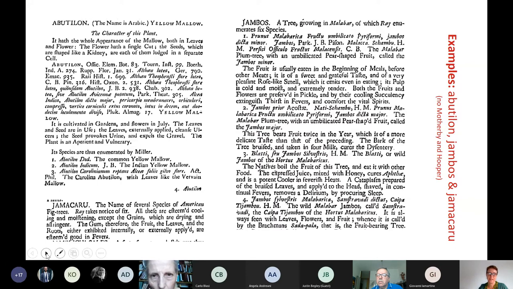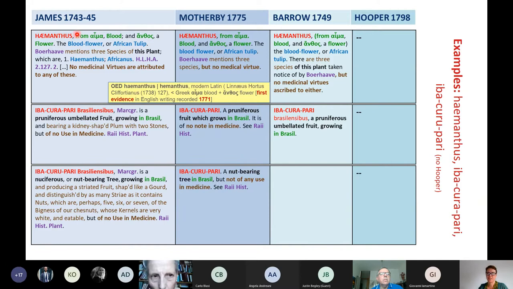So the difference here. Now I skip to letter H, just the first example. You can see that things have changed a lot. Very concise in comparison with previous terminology included in A. So space, the number of pages and the space in every page is more limited. Here we have the etymology, from Greek, so hyma blood and anthus flower, and the correspondence in English, blood flower, or another name, and then again the differences between these amanthus. Motherby and Barrow just reproduce, but in a more concise way, what is present in James.